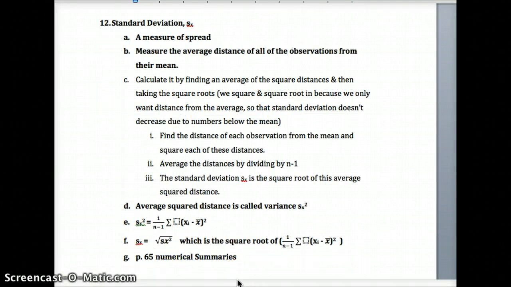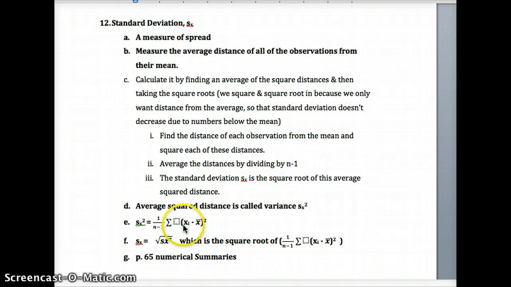Finally, the last measure of spread I'm going to talk about quickly is standard deviation. It's the average distance from the mean. So if you thought about each point and how far it is from the mean, what we do is we add those up. So here this means the individual point minus the mean squared. So we do that for every point. This summation symbol means we add all those up for every point.